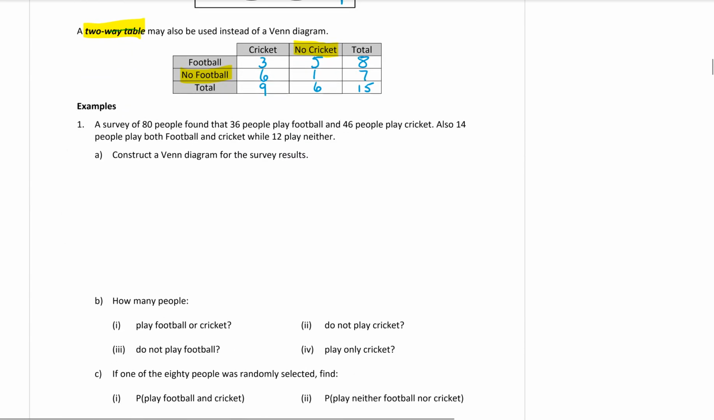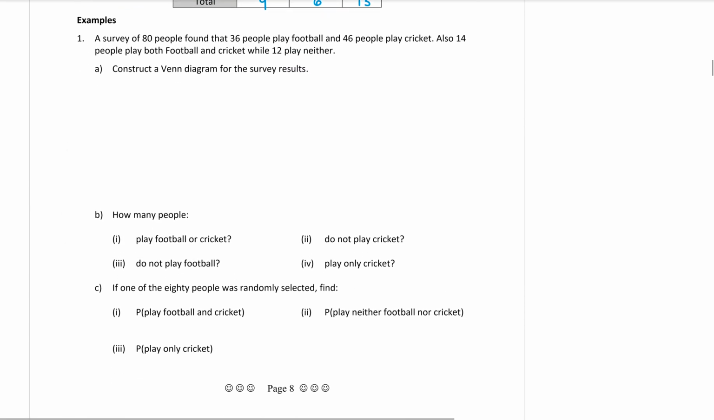Let's have a look down here at our examples now. Example number 1: a survey of 80 people found that 36 people play football and 46 people play cricket. Also, 14 people play both football and cricket, while 12 play neither.